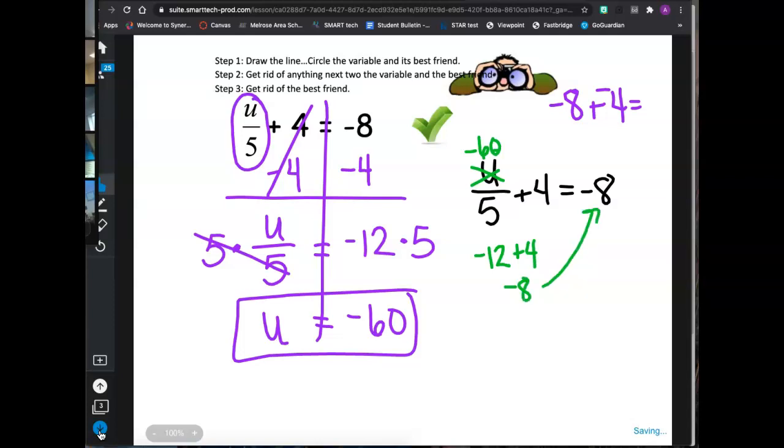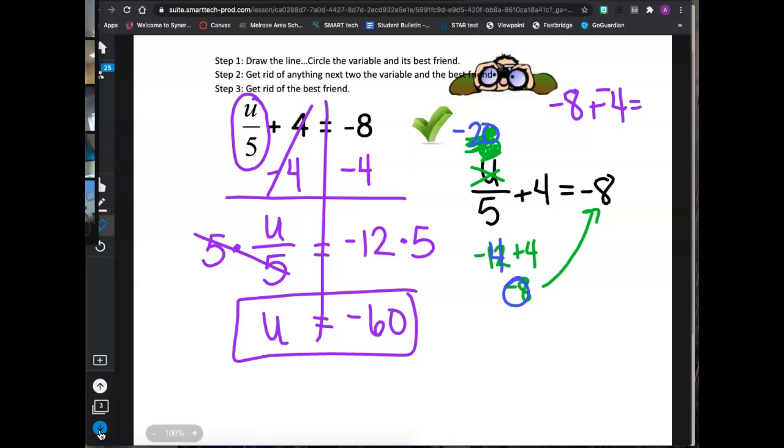Okay. Now, if you would have gotten this wrong, right? Some of you, as you were working maybe a little bit ahead of me, you said the answer was negative 20. If I put negative 20 into this check instead of negative 60, then I would have had negative 4 plus 4, and negative 4 plus 4 is 0. That wouldn't have worked. 0 doesn't equal negative 8. So I would know my answer is wrong and I should go back and try to fix it.